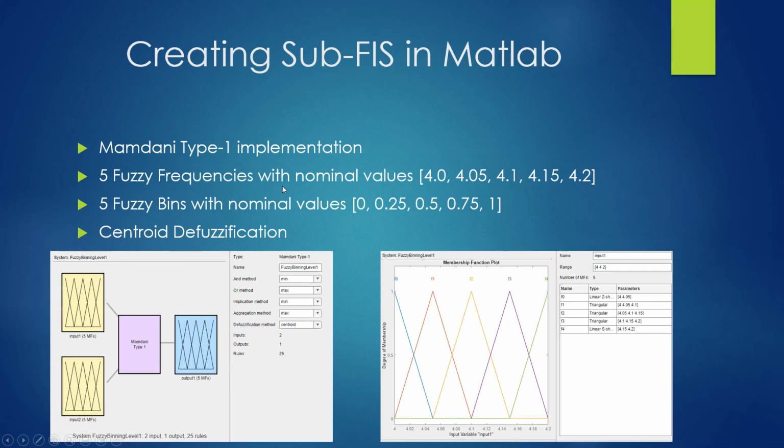And finally, each of these systems that are built into the hierarchy use the centroid defuzzification. So after the if-then rules are executed, the centroid defuzzification method is what's used to come up with the throughput score that's in the range of 0 to 1.